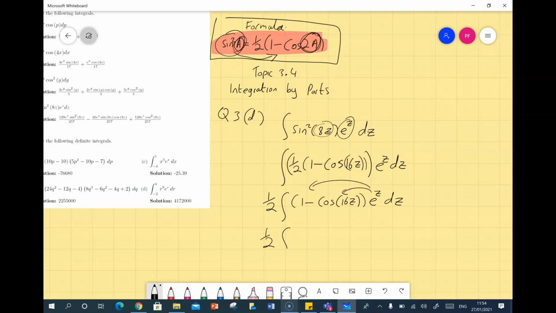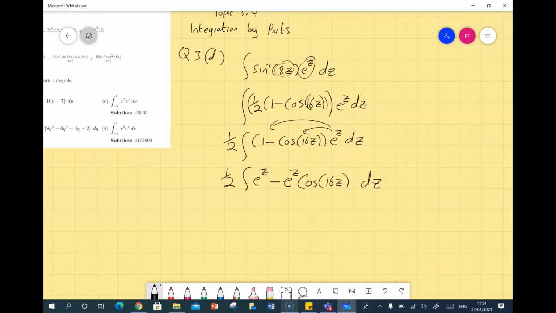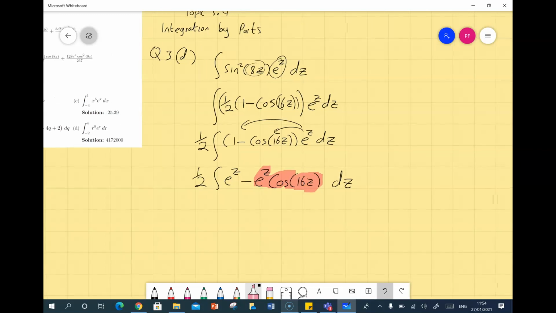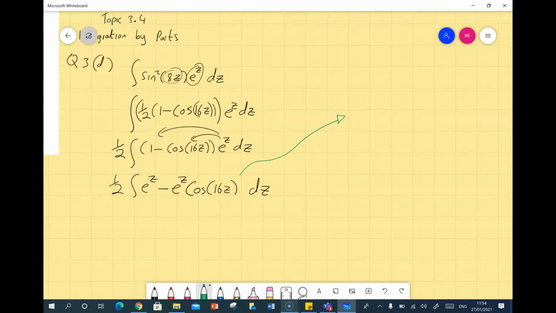So it's a half times the integral of e to the power of z minus e to the power of z cosine of 16z, and all that's dz. Okay, so I've got integration here. Now I have to integrate the e to the power of z, and then I also have to integrate the minus e to the power of z cos 16z to finish up. E to the power of z, that's no problem. But of course, this is a bit of a problem integrating this here. So what I'm going to do is integrate that separately out to the side for the moment, and I'm going to do it using integration by parts.